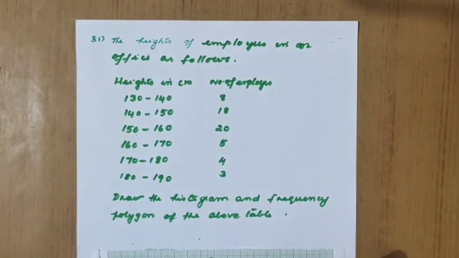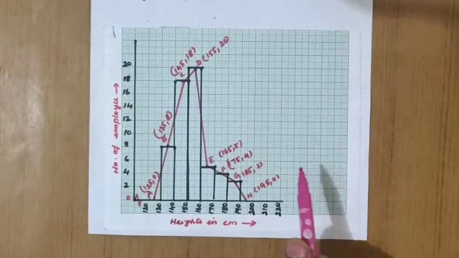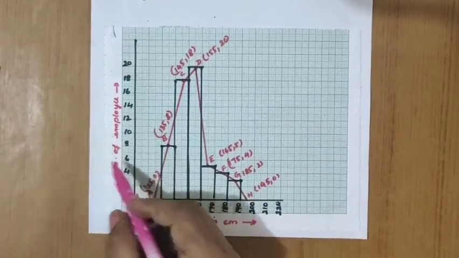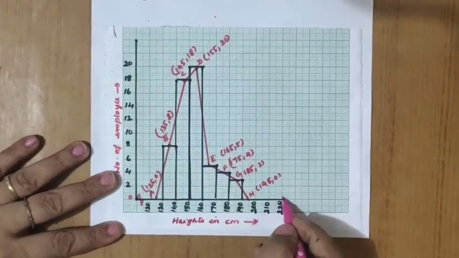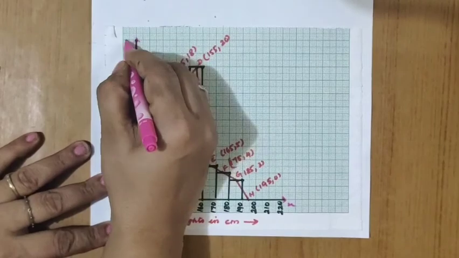So one more column should be there in the solution, that is class mark, as you know very well. But here both the graphs are asked: one is the histogram and the other the frequency polygon. Now let us see the graph. Now the graph is given to you. We have to draw the x-axis and y-axis. We should write x here and y here.